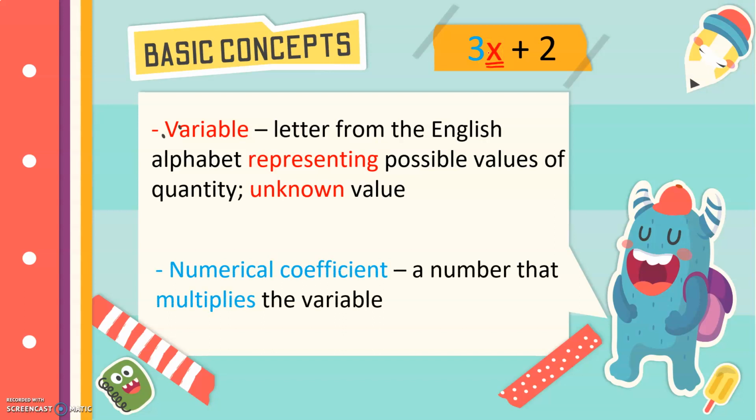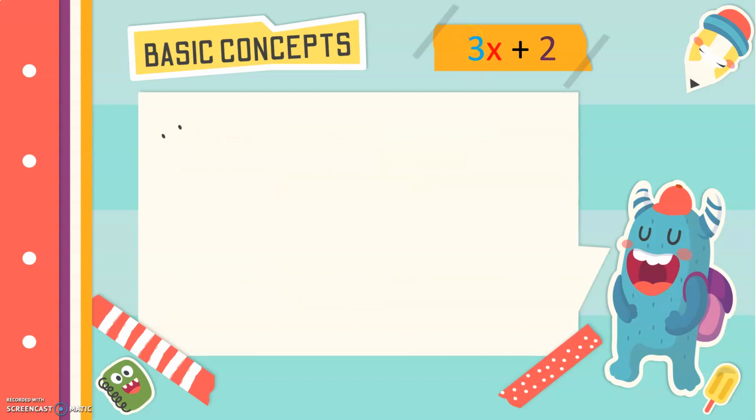We also have the numerical coefficient, which is a number that multiplies the variable. In this case, our numerical coefficient is this 3. 3x means 3 times x. So our numerical coefficient here is 3.